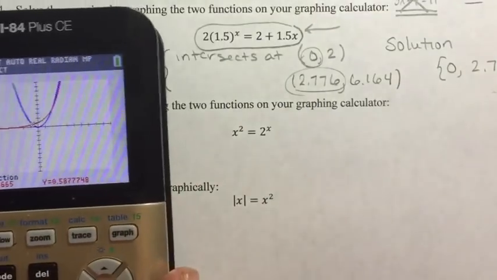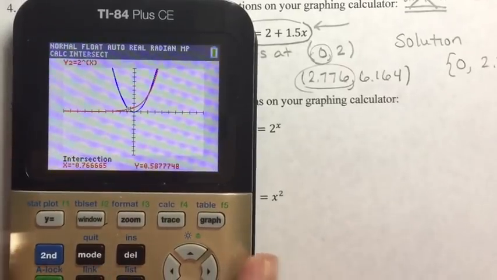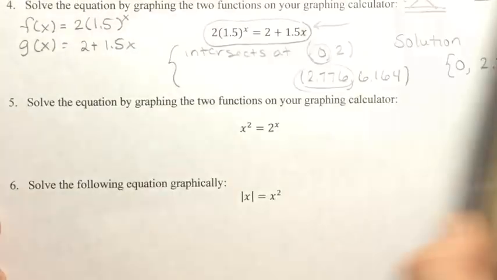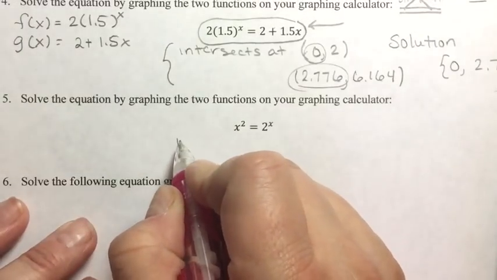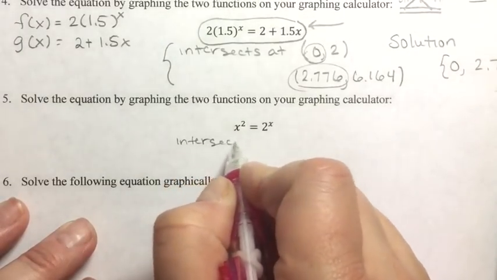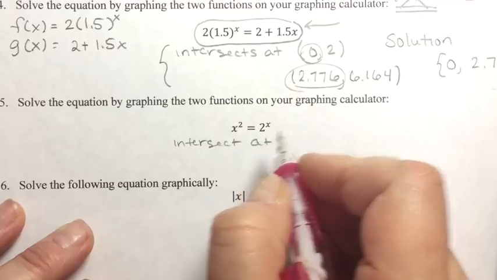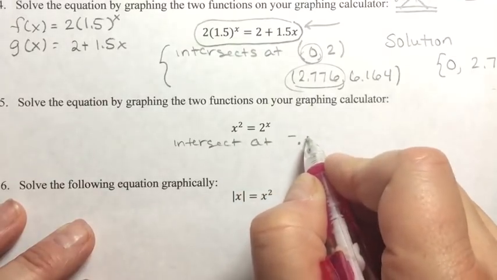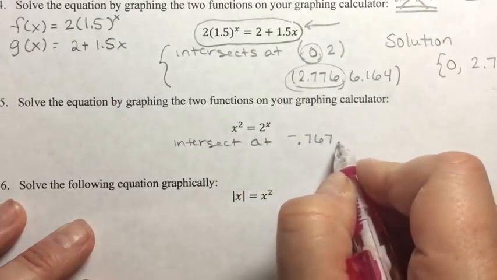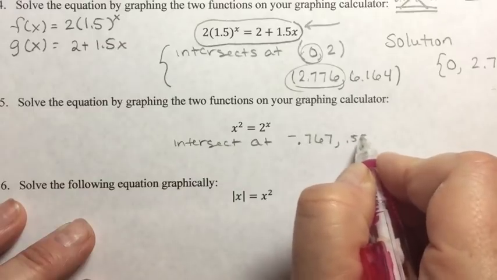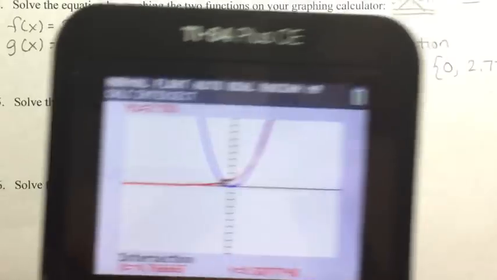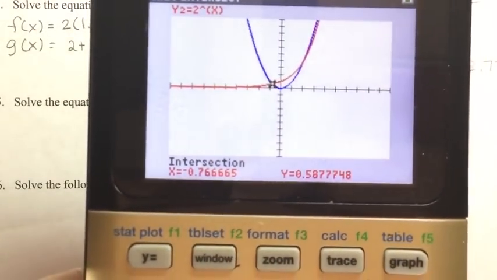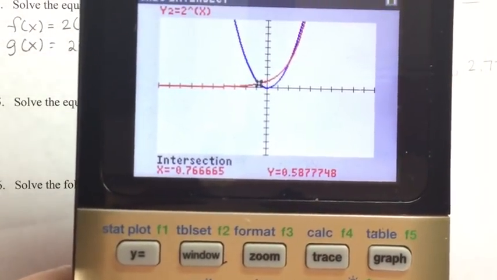All right, so I'm going to put that here. These 2 things intersect at negative 0.767, comma, 0.588, about. You can see that right there. Okay, 0.58, and then I'll round it up to 8.